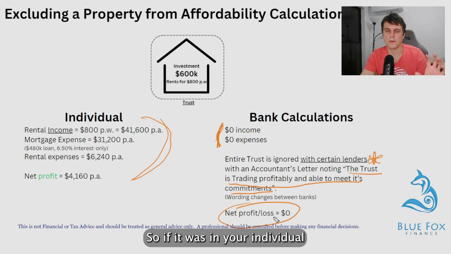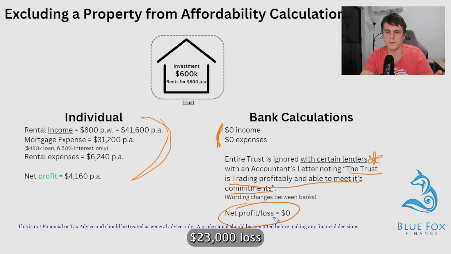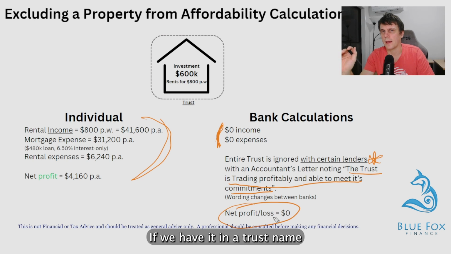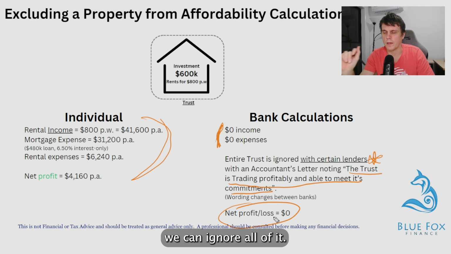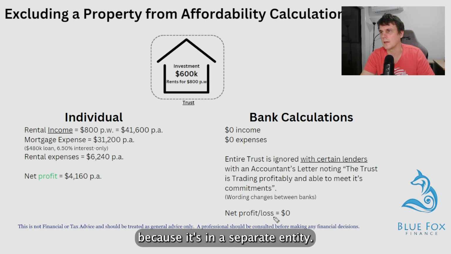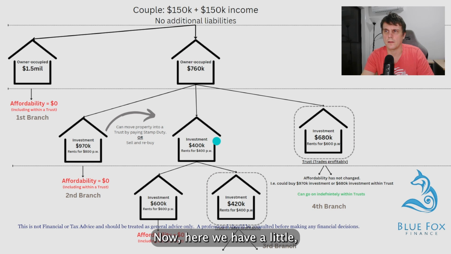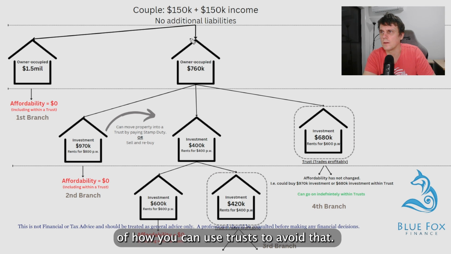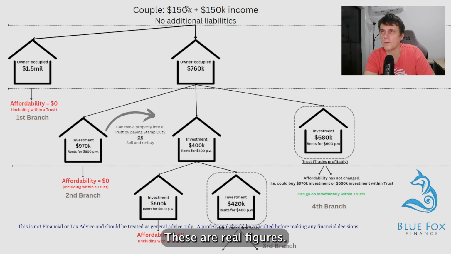So if it was in your individual name, we are always having that $23,000 loss in your affordability calculator. If we have it in a trust name, we can ignore all of it. And we have to ignore the whole trust or none of the trust, but we have the option to do that because it's in a separate entity. Now here we have a little, I guess you could call it investment tree, whatever you want to call it, what people do where they get stuck. And here's a really good example of how you can use trusts. So yeah, these are real figures.